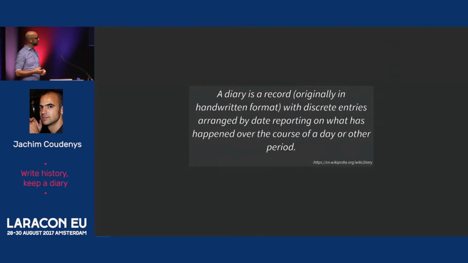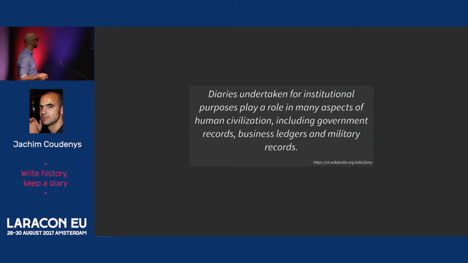Because nobody is using a diary, a quick definition. A diary is a record with discrete entries arranged by date, reporting on what has happened over the course of the day or another period. Wikipedia goes further and says that diaries are undertaken for institutional purposes, play a role in many aspects of human civilization, including government records, business ledgers, and military records. So keeping track of things is something that has been done a long time and has proved to be useful.